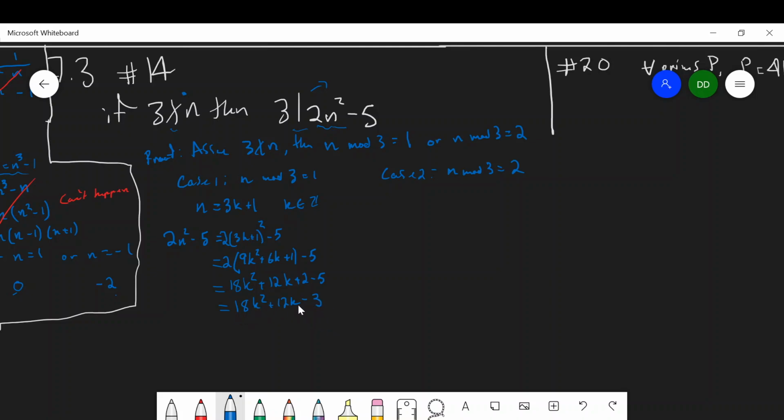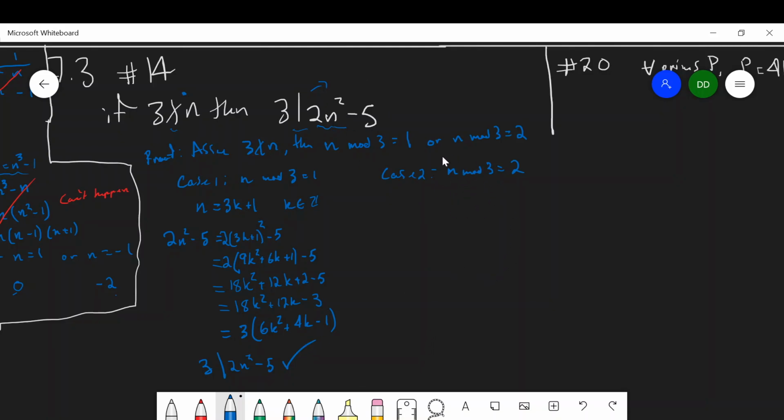Well, 3 goes into 18, 12, and 3, so I'm going to factor a 3 out of this. So this is 3 times (6k squared plus 4k minus 1), which is an integer. Hence, 3 divides 2n squared minus 5. Cool, case 1 is done. We showed that 3 divides 2n squared minus 5 in that case.